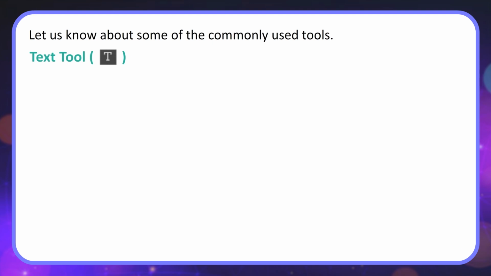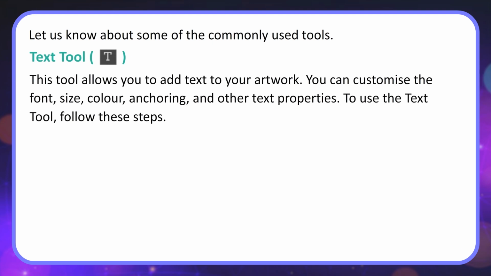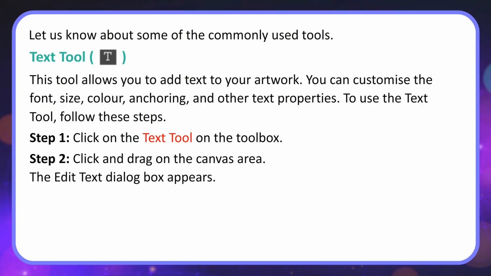Text tool. This tool allows you to add text to your artwork. You can customize the font, size, color, anchoring, and other text properties. To use the text tool, follow these steps. Step 1. Click on the text tool on the toolbox. Step 2. Click and drag on the canvas area. The Edit Text dialog box appears.